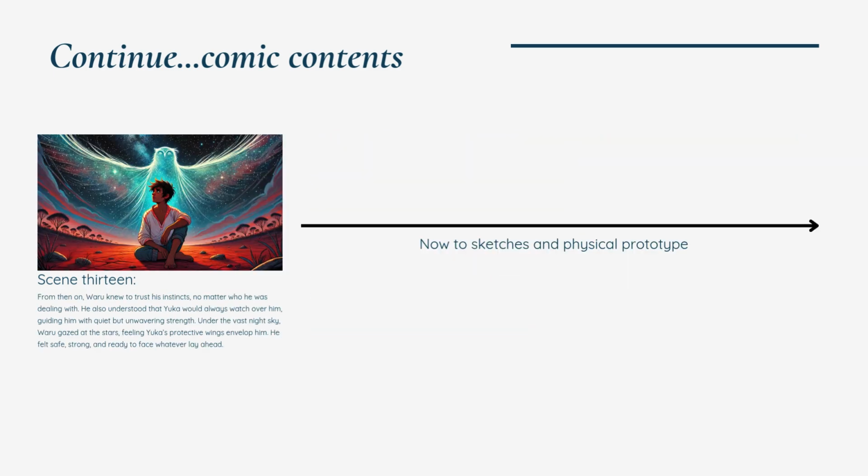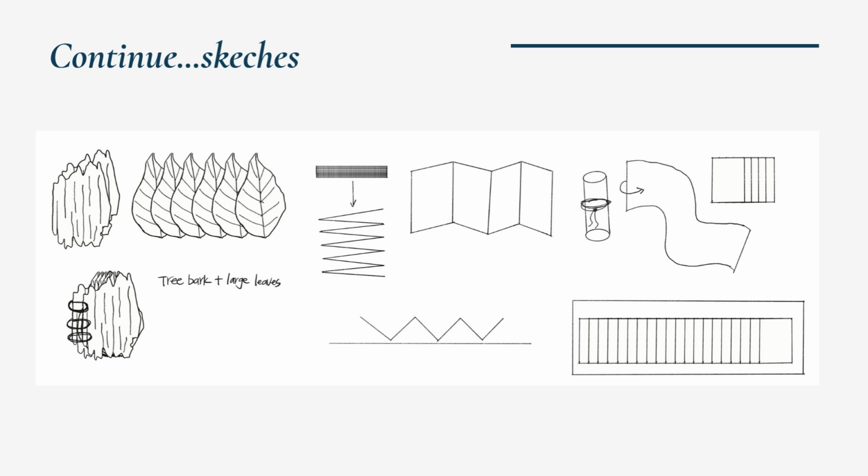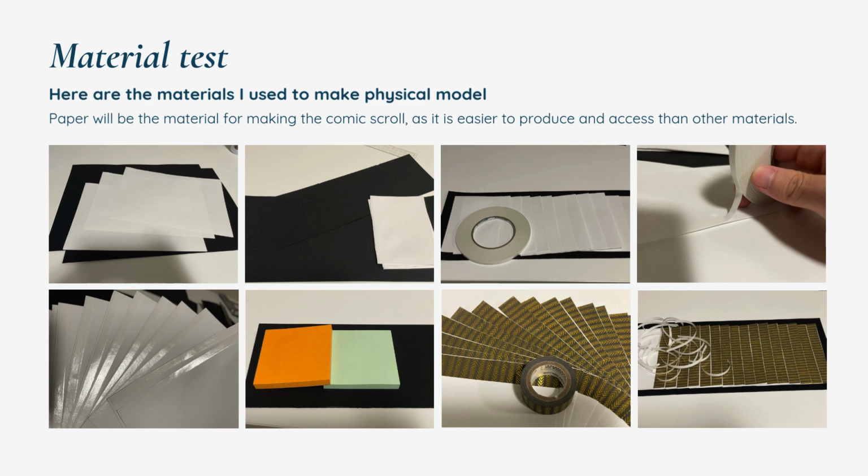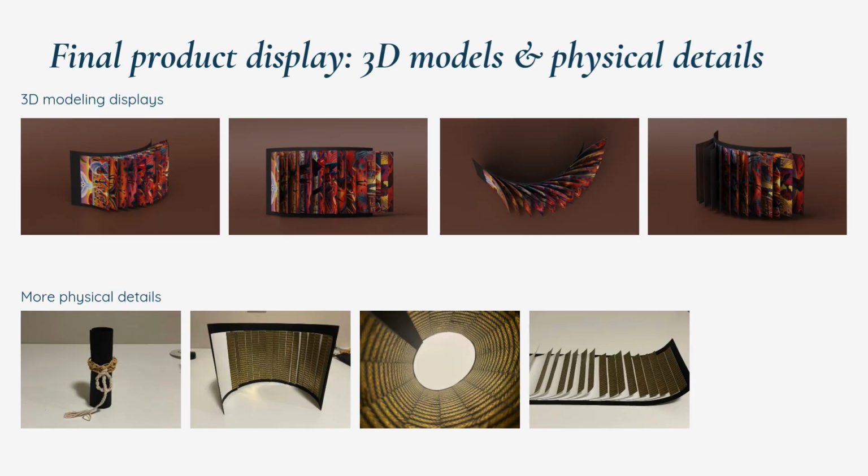Now to sketches and physical prototypes. Here are some developments of my ideas of the book's appearance. Here are the basic physical prototype and the advanced physical prototype. And here is the material test. Paper will be the material for making the comic scroll, as it is easier to produce and access than other materials. Here's the display of my final product in 3D model rendering and detailed physical model.